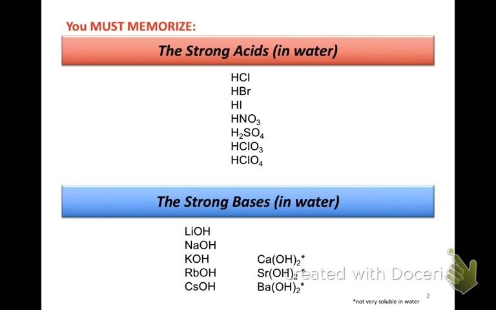Don't forget that you have to memorize the strong acids. Here they are. There are only 7 of them. HCl, HBr, and HI are the halogenated acids. Don't forget that HF is not considered a strong acid. We'll talk more about that in a bit.